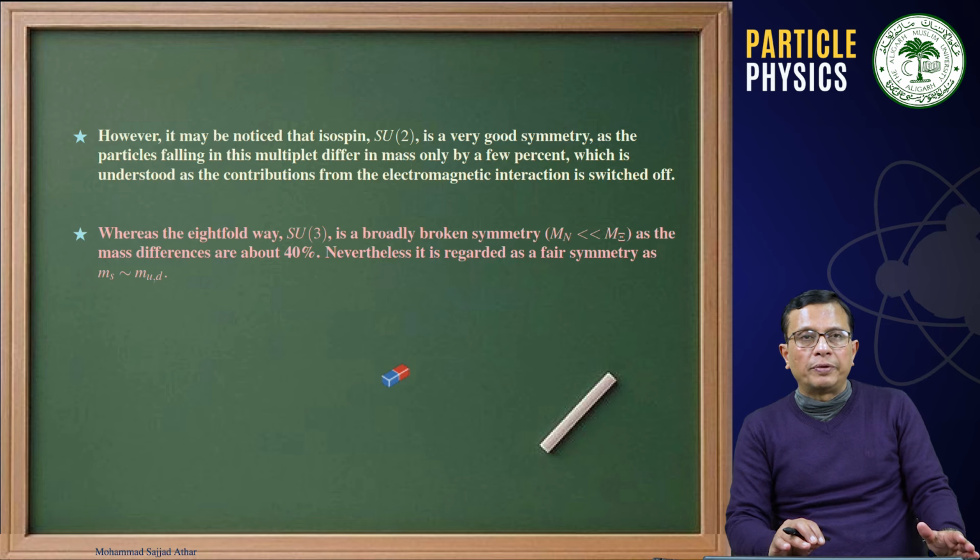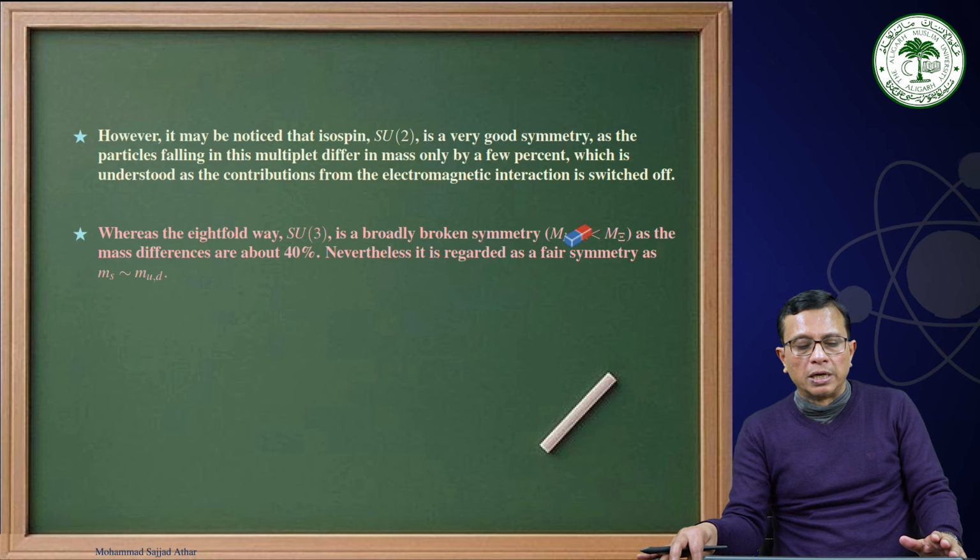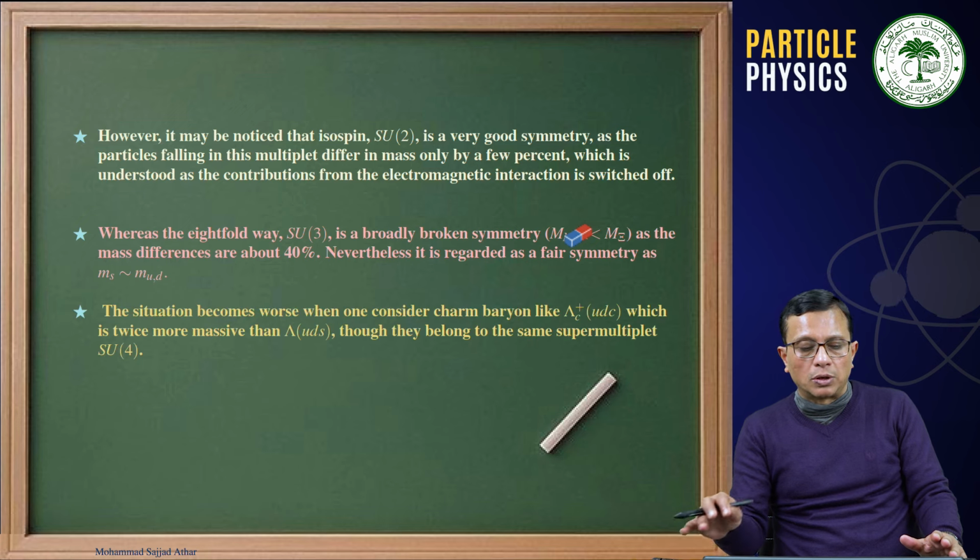Whereas the eightfold way is a broadly broken symmetry, as we have discussed that the mass of the cascade baryon is much larger than the mass of the nucleon. This mass difference is about 40%. Nevertheless, it is regarded as a fair symmetry, as the mass of the strange quark for the UDS is almost close to the mass of the U and D quarks.